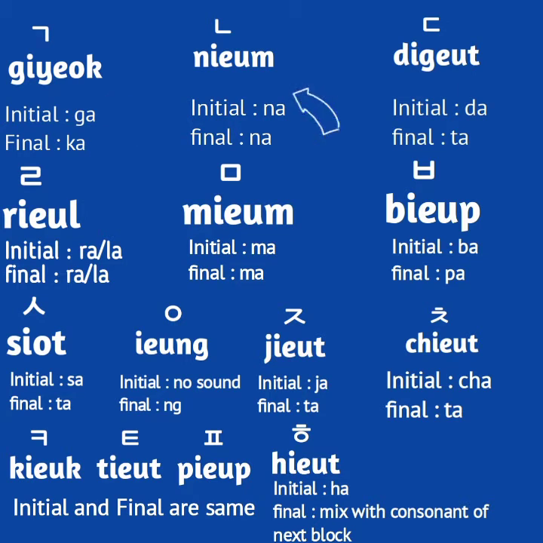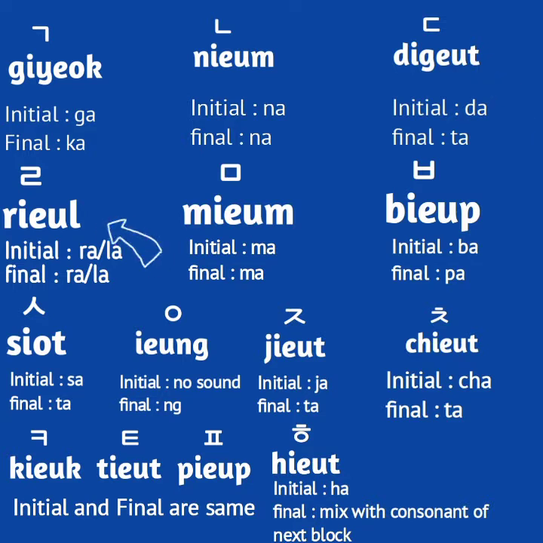This is Nieun. The initial sound is Na, and the final sound is also the same. There is no difference in the initial and final sound of Nieun. Next is Digeut. The initial sound of Digeut is Da. And the final sound of Digeut is Ta.